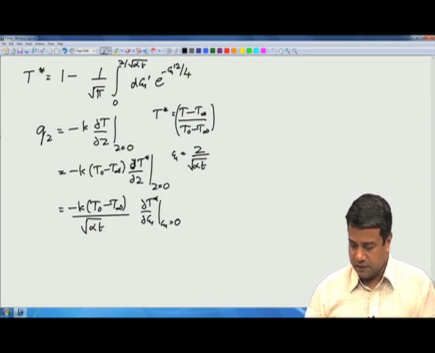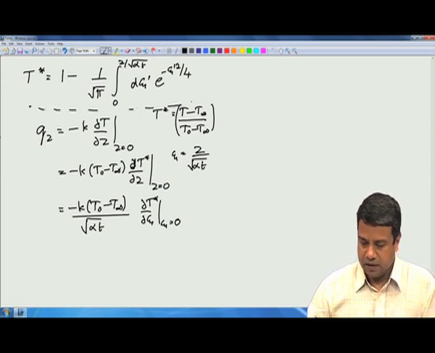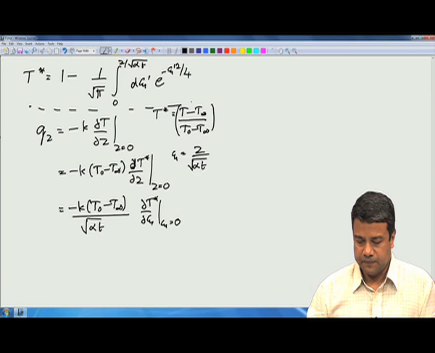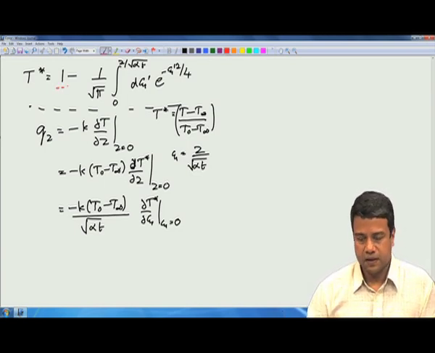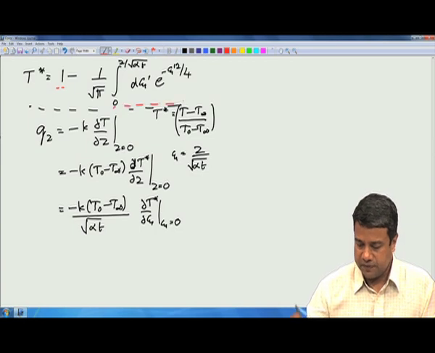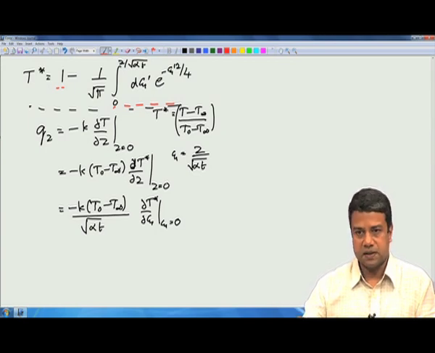And what is the value of dT star by d psi at psi is equal to 0? This is the value of T star. If I take one derivative, the derivative of the first term here, 1, is just equal to 0. The derivative of the second term is an integral from 0 to z. Therefore, the derivative of the second term is just equal to the value of the integrand.